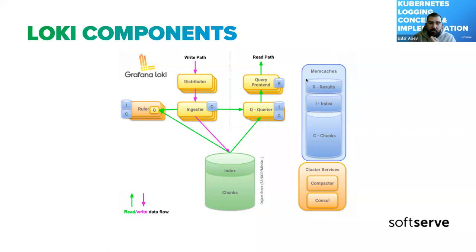Also, Loki can be supported with some kind of cache mechanism. Usually it's Memcached, but it supports different backends for the cache. For example, if we make read requests and look up some data, those queries will be cached, and the next time we request the same data, we will have it from the last time. So that is what the common structure of Loki looks like.